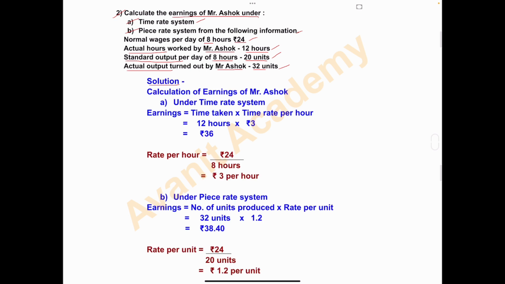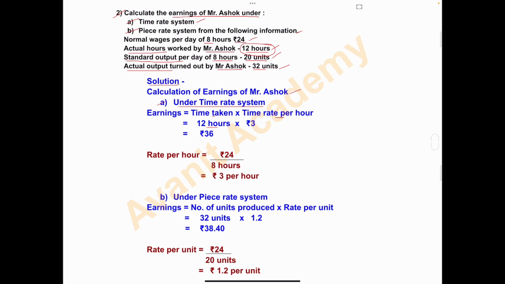Solution. Calculation of earnings of Mr. Ashok. A. Under time rate system. First, we'll calculate under time rate system. So the formula is earnings is equal to time taken into time rate per hour. Mr. Ashok has worked for how many hours? Actual hours worked by Mr. Ashok is 12 hours. Okay, time taken by Mr. Ashok 12 hours into time rate per hour.